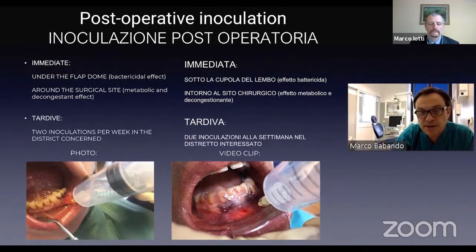So the patient in the post-op period, in the 2 weeks after intervention, will be asked to come to the clinic for receiving these late inoculations that are done all around the district. This is good for using the metabolic and decongesting effect.